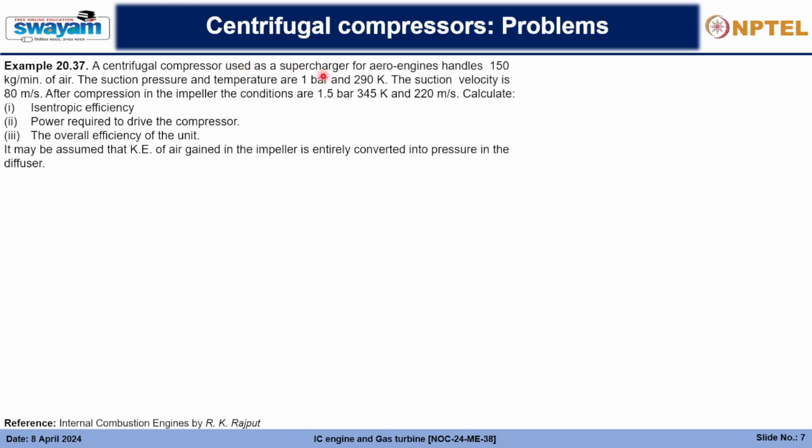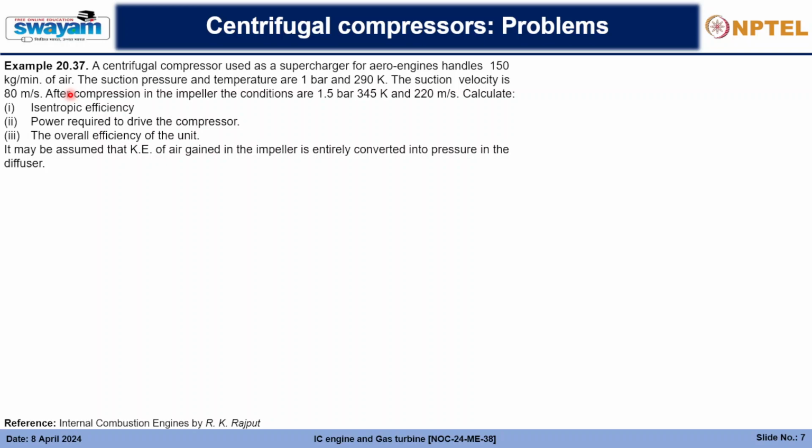A centrifugal compressor used as a supercharger for aero engines handles 150 kg per minute of air. The suction pressure and temperature are 1 bar and 290 Kelvin. The suction velocity is 80 meter per second. After compression, the impeller exit conditions are 1.5 bar, 345 Kelvin and 220 meter per second. We need to calculate the isentropic efficiency, power required to drive the compressor, and overall efficiency of the unit, and it may be assumed that the kinetic energy of air gained in the impeller is entirely converted into pressure in the diffuser.